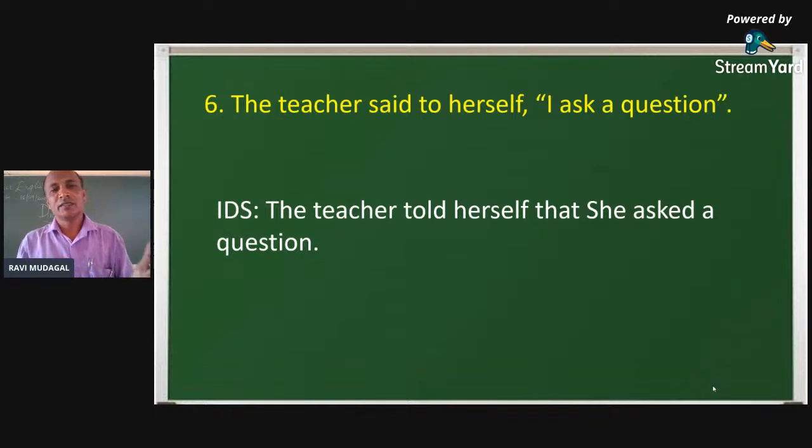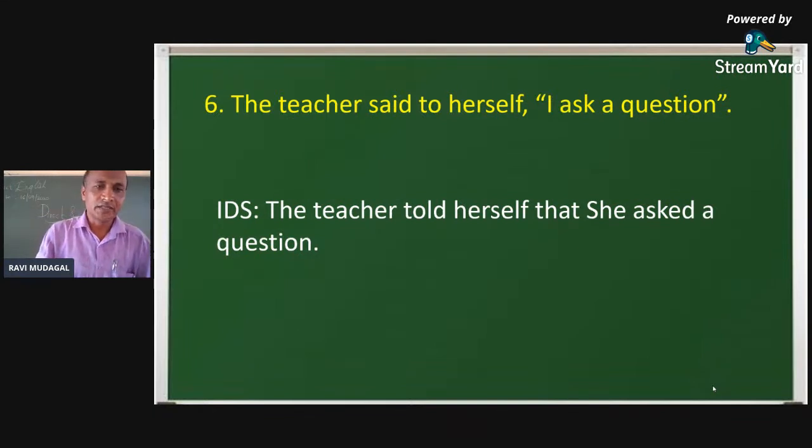The teacher told herself that she asked a question. This is indirect speech. "Said to" changed to "told," "I" changed to "she." See, such changes we see in indirect speech. Instead of "said to," we have used "told" in indirect speech. Instead of "I," we have used "she." Right? The simple present is changed into simple past tense while changing direct speech into indirect speech.